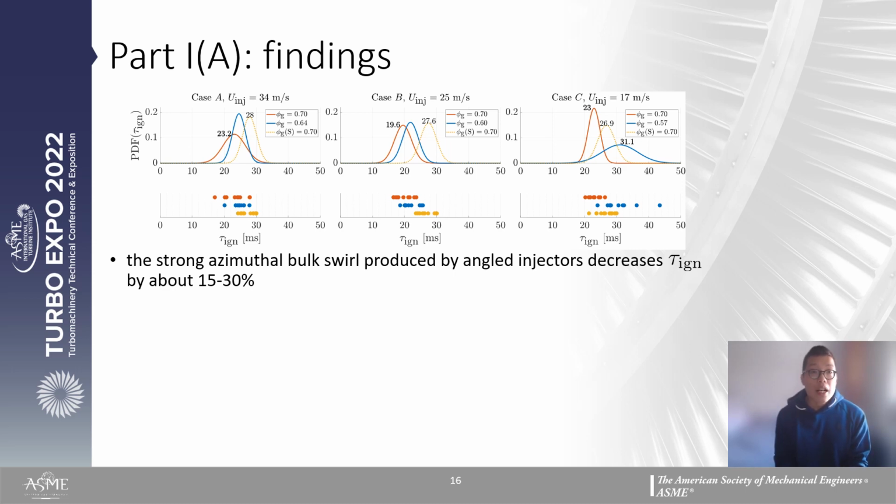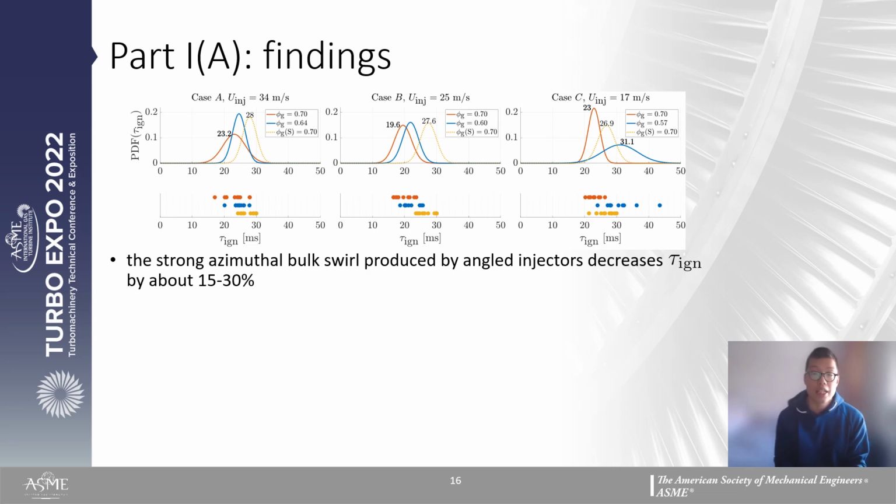And when we are comparing points with the same global equivalence ratio, that is, if we look at the red and the yellow plots, the azimuthal bulk swirl decreases light-around time by about 15 to 30%. So it is evident that the bias flow favors a faster flame propagation around the annulus.